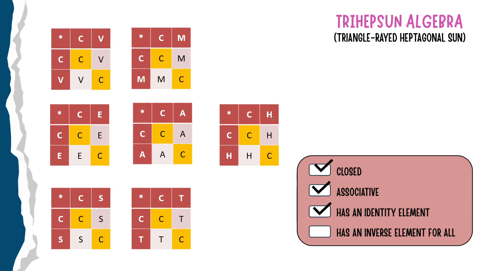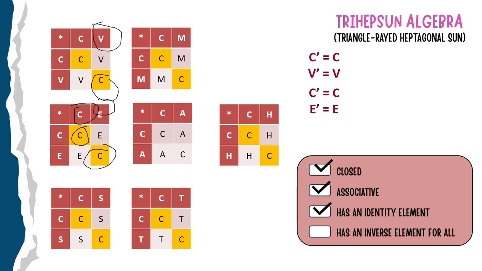For CV, its inverse element is the element above the identity element. So we have here the inverse element of C is C, and the inverse element of V is V. Then the inverse element of C here is C. The inverse element of E is E. The inverse element of C is C, and the inverse element of S is S. The inverse element of C is C.